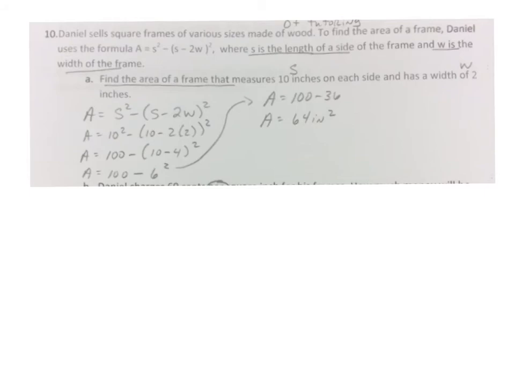Okay, this is a two-part question. Now, Daniel sells square frames of various sizes made of wood. To find the area of a frame, Daniel uses this formula. Now, it told you what the S was. It told you what W was. So now when we get down to question A, it says, hey, find the area. Well, that's why I have A's right there. That measures 10 inches on the side. So there's my S and a width of 2. Well, every time I say S, I put 10. Every time I say a W, I put 2.